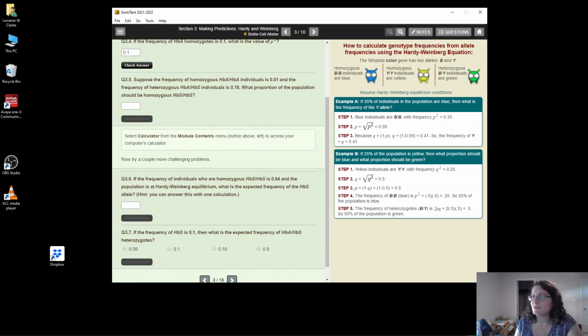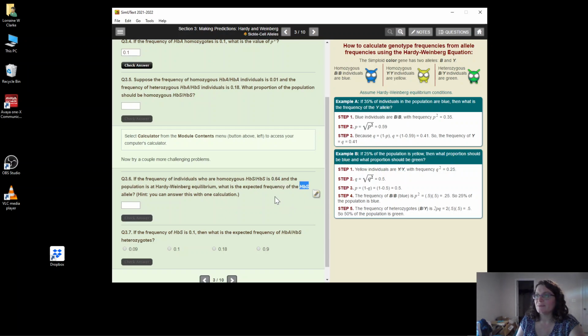The frequency of individuals who are homozygous HBS is 0.64, and the population is in Hardy-Weinberg equilibrium. What's the expected frequency of this allele? This shows you. We have 0.64. That's Q squared. Take the square root of 0.64. 0.8. 0.8 is Q. P is 0.2.